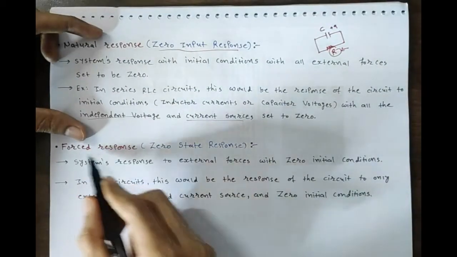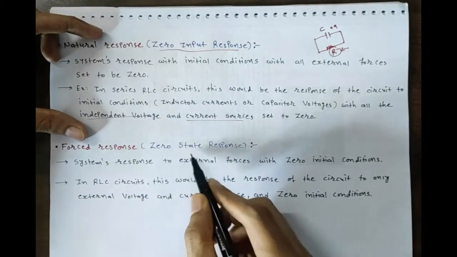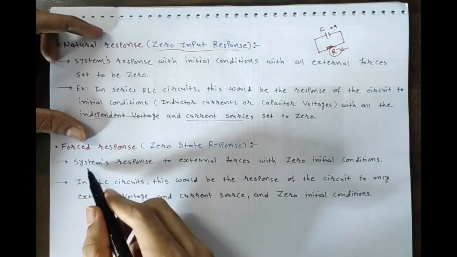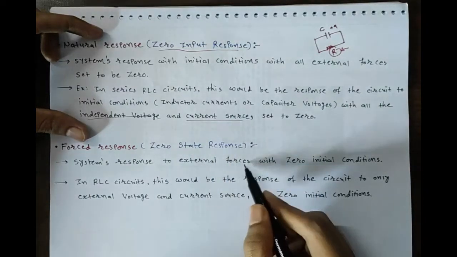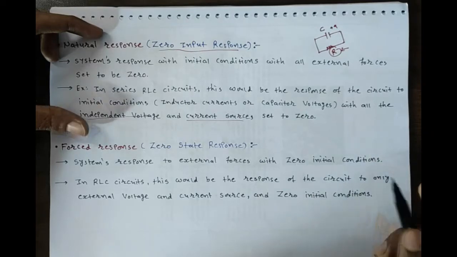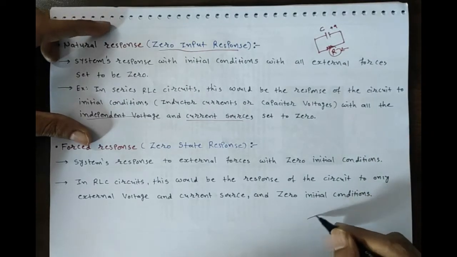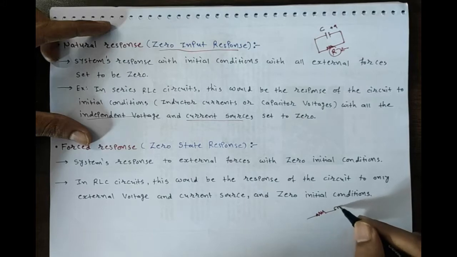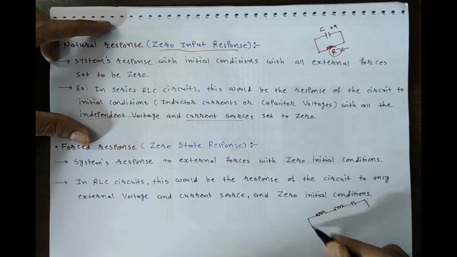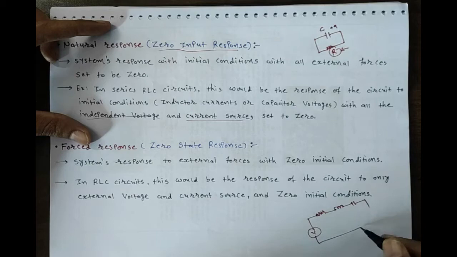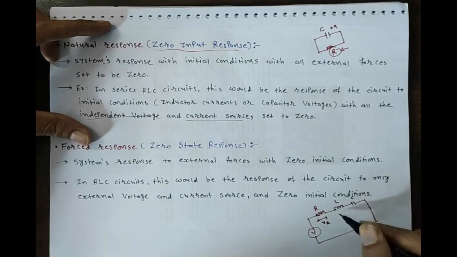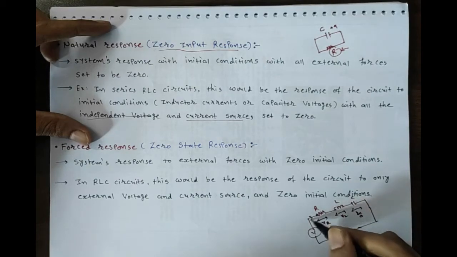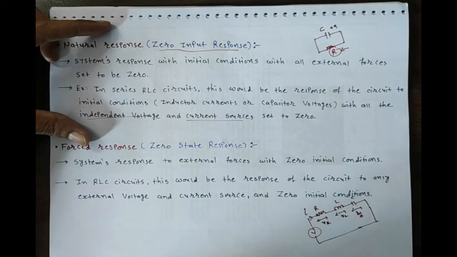The second thing is the forced response. It is also known as a zero state response. So a system responds to external forces with zero initial condition. It means, let's say we are talking about a series RLC circuit. The R, L and C are connected, some voltage source is connected. Okay, so let's say the voltage across resistor is VR, here it is VL, and here it is VC. Current is the same, so let's say it is I.